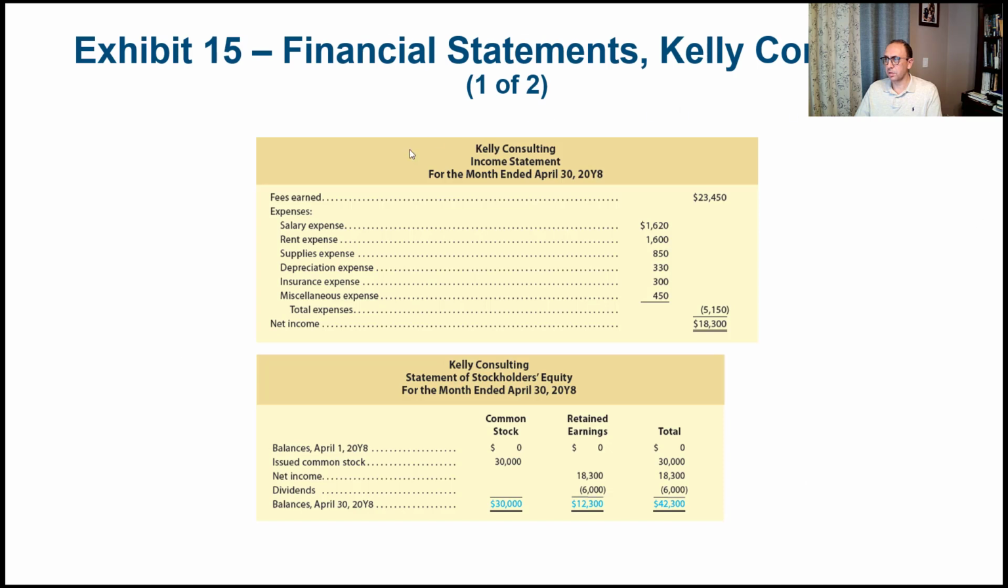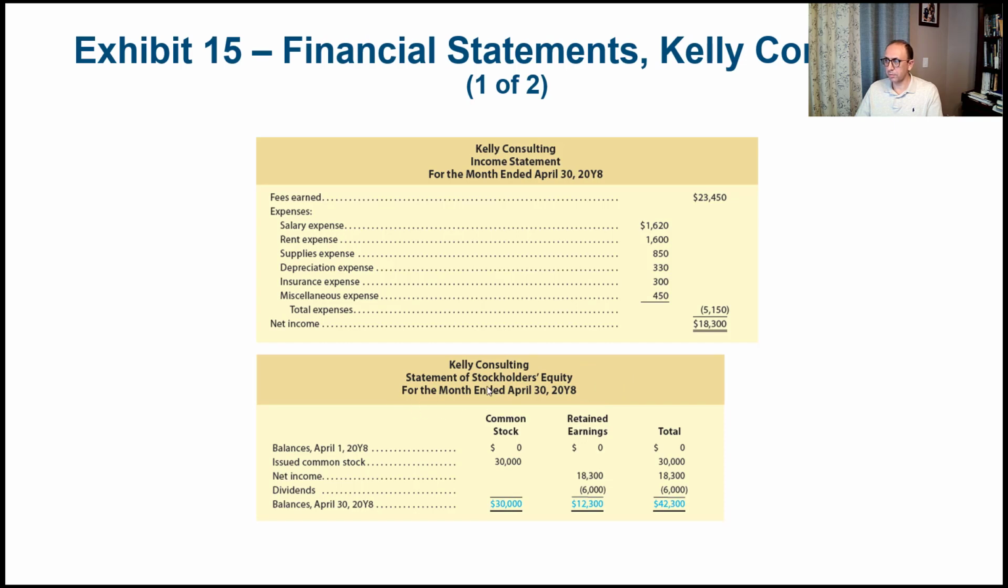So here we have the example for the income statement, and remember that's for the month ended April 30th, year 8. We start with the revenues, we list all the expenses, get their total, get the difference, and that would be our net income. And then we have the statement of stockholders' equity.